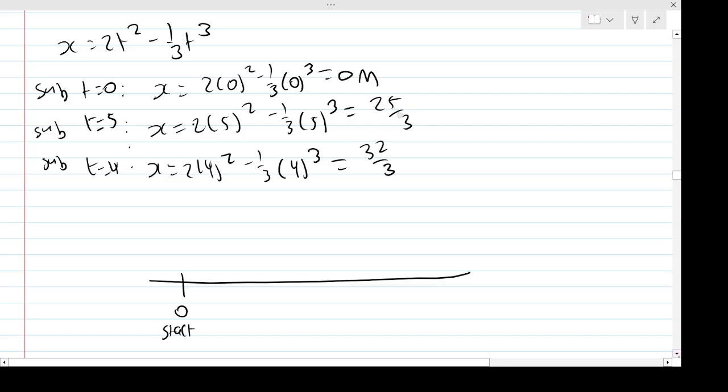Then when t is 5, it's 25 over 3. And then when t is 4, it's 32 over 3. So firstly, if I plot t is 4, it's going to be over here somewhere, right? That's the distance from the starting point, because this is displacement. That distance is 32 over 3 meters.